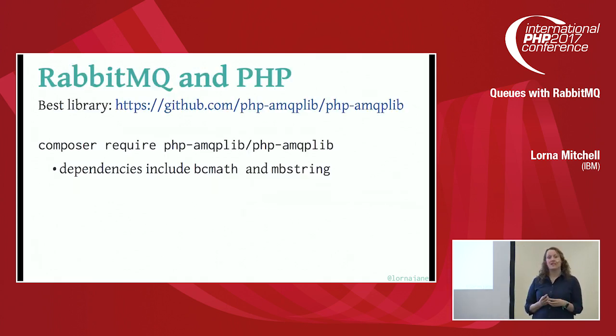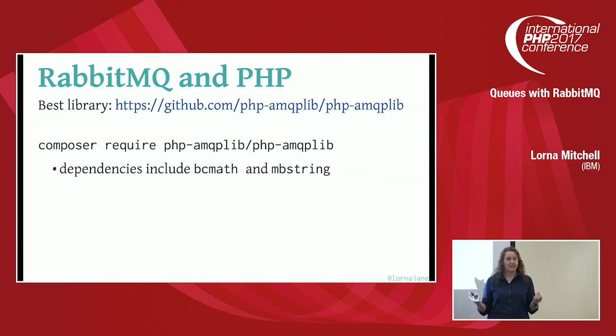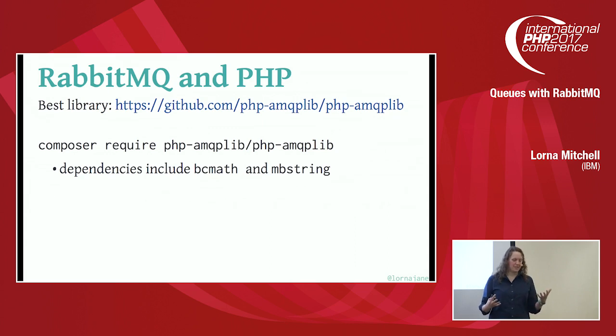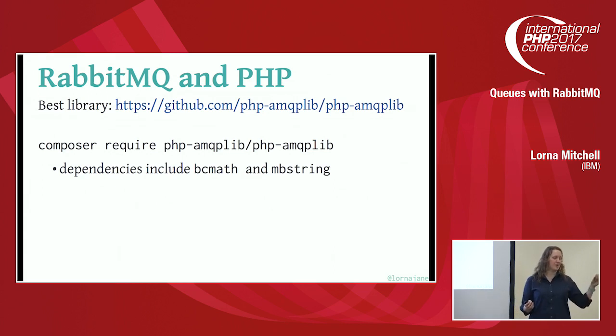For using Rabbit from PHP, we use this AMQP library. AMQP is a queuing standard. It's implemented by other tools than RabbitMQ, but I think Rabbit's probably the most well-known. But it is standards compliant, plus a little bit of extra stuff. So you're going to compose or require this PHP AMQP lib. It does have a couple of dependencies, so you will need extensions BCMath and mbstring. You probably have at least one of these. They're not particularly exotic extensions, but that's just something to look out for.